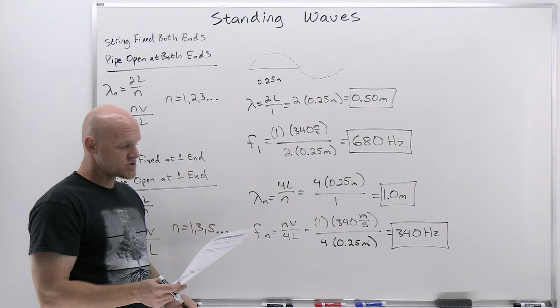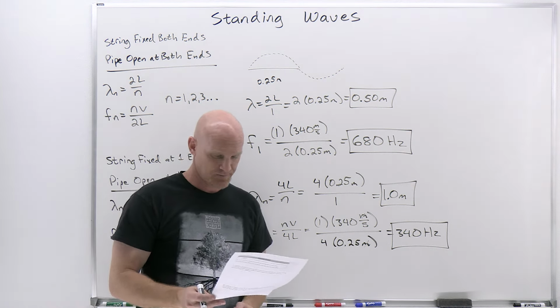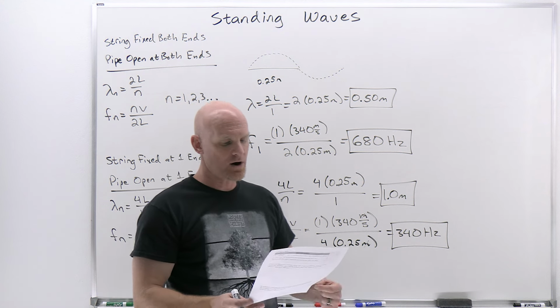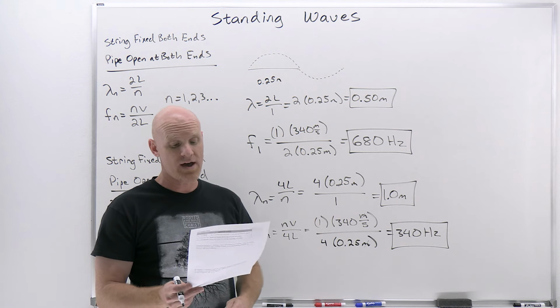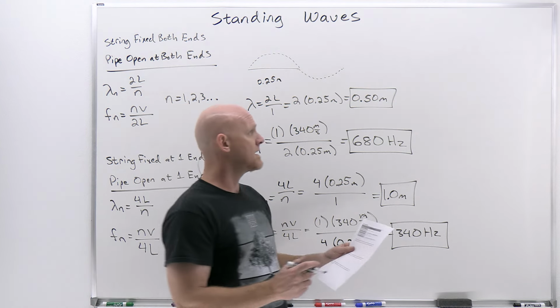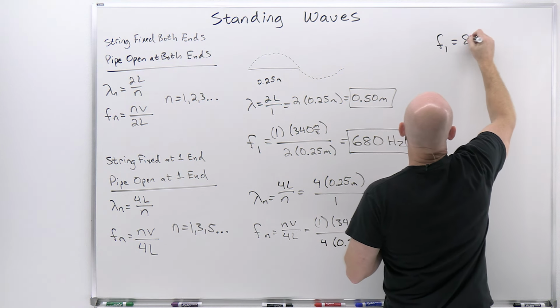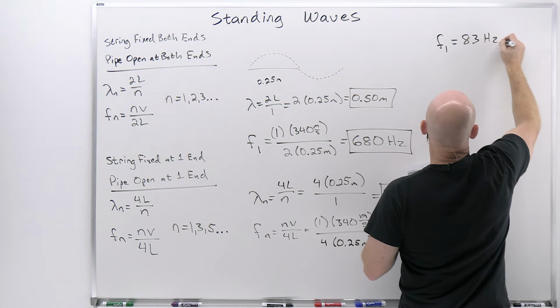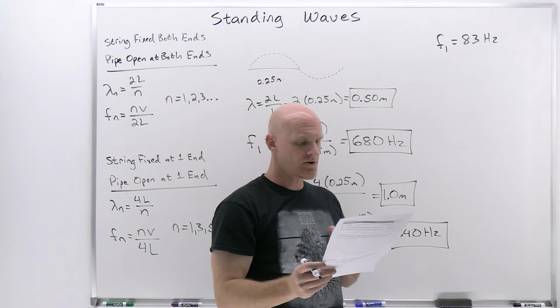All right, last one here says the fundamental frequency of a guitar string is 83 hertz. What is the frequency of the third harmonic? And if the speed of sound in air is 340 meters per second, what is the wavelength of the third harmonic? All right, so first off, we're told the fundamental frequency, which is f1, is 83 hertz. And the question is, what is the frequency of the third harmonic?